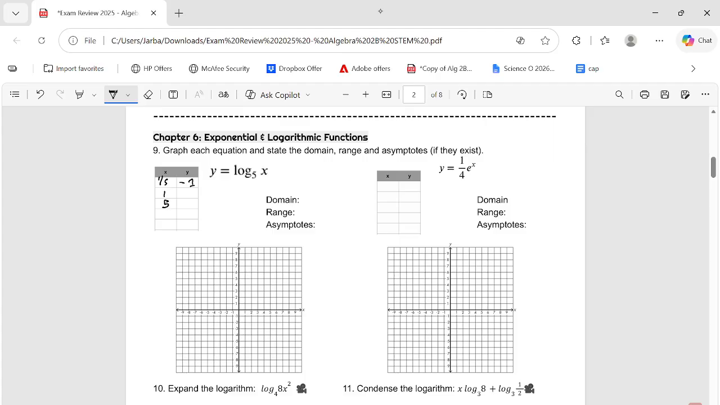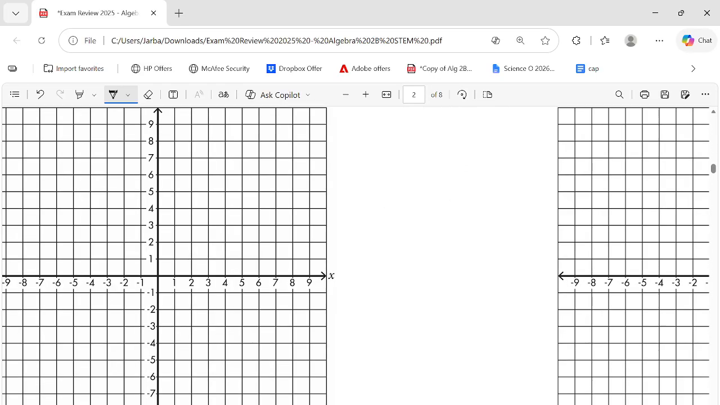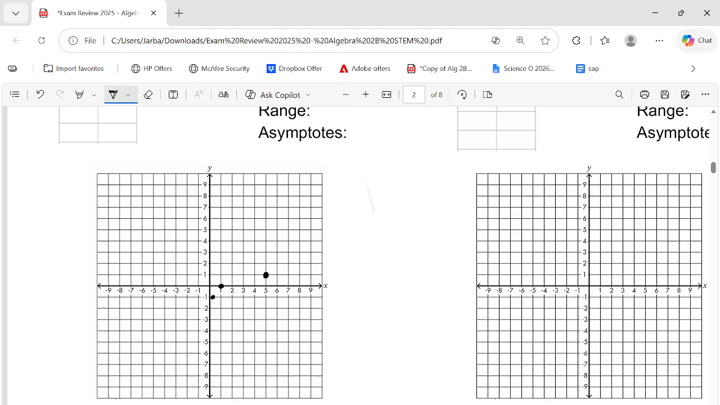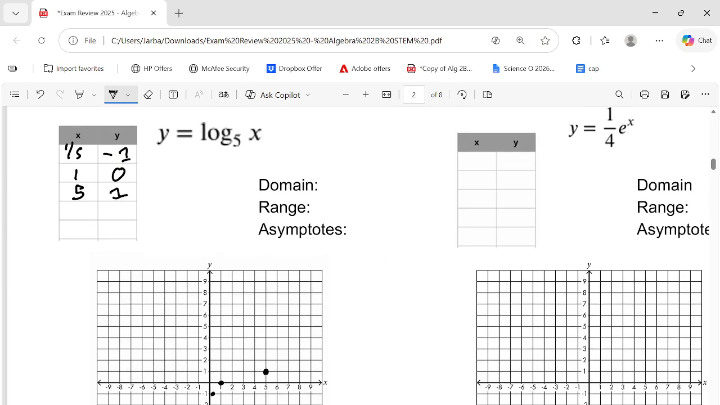Log base anything of 1 is 0. Log base 5 of 5 is 1. So 1/5 is about right there. Oh wait, no, I did that wrong. 5 would be... Okay, let's get some other values. Let's just fill this in.